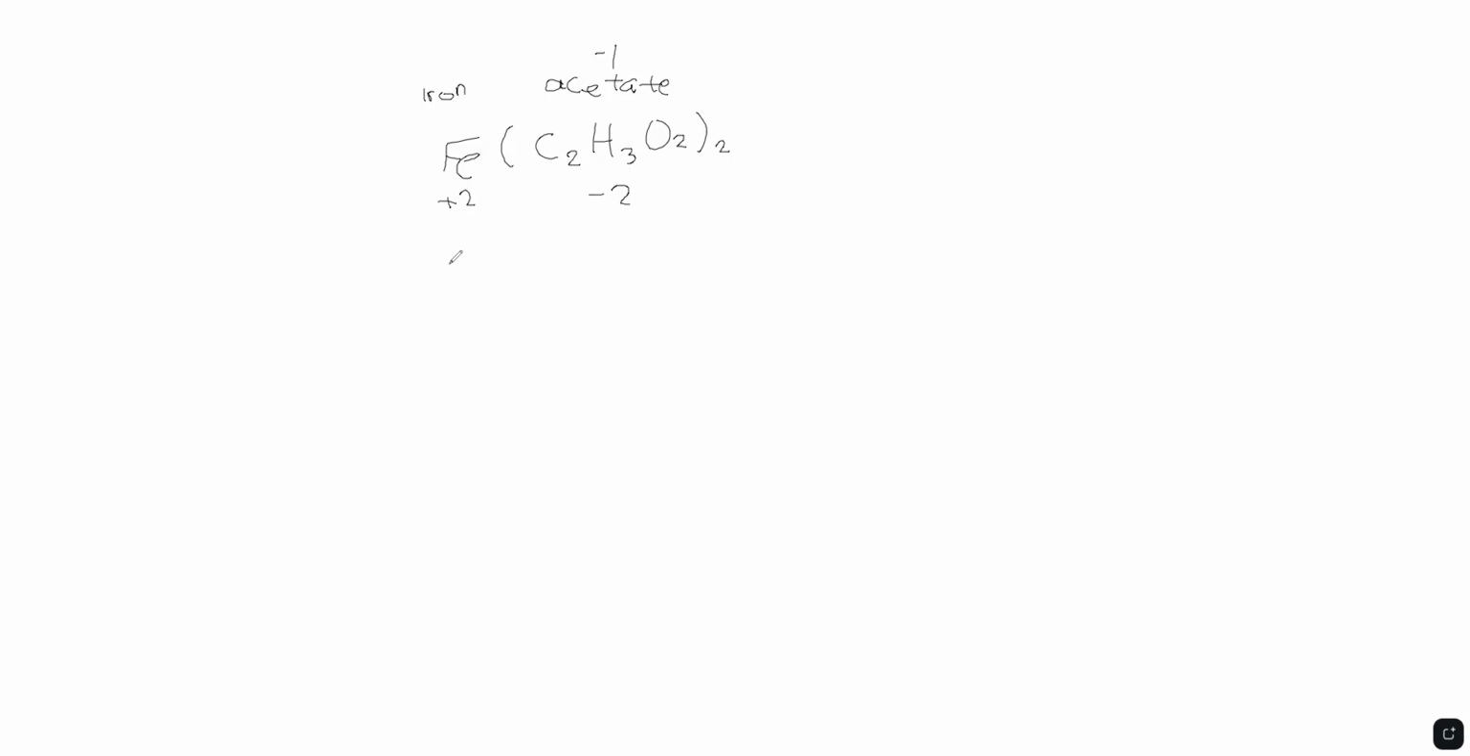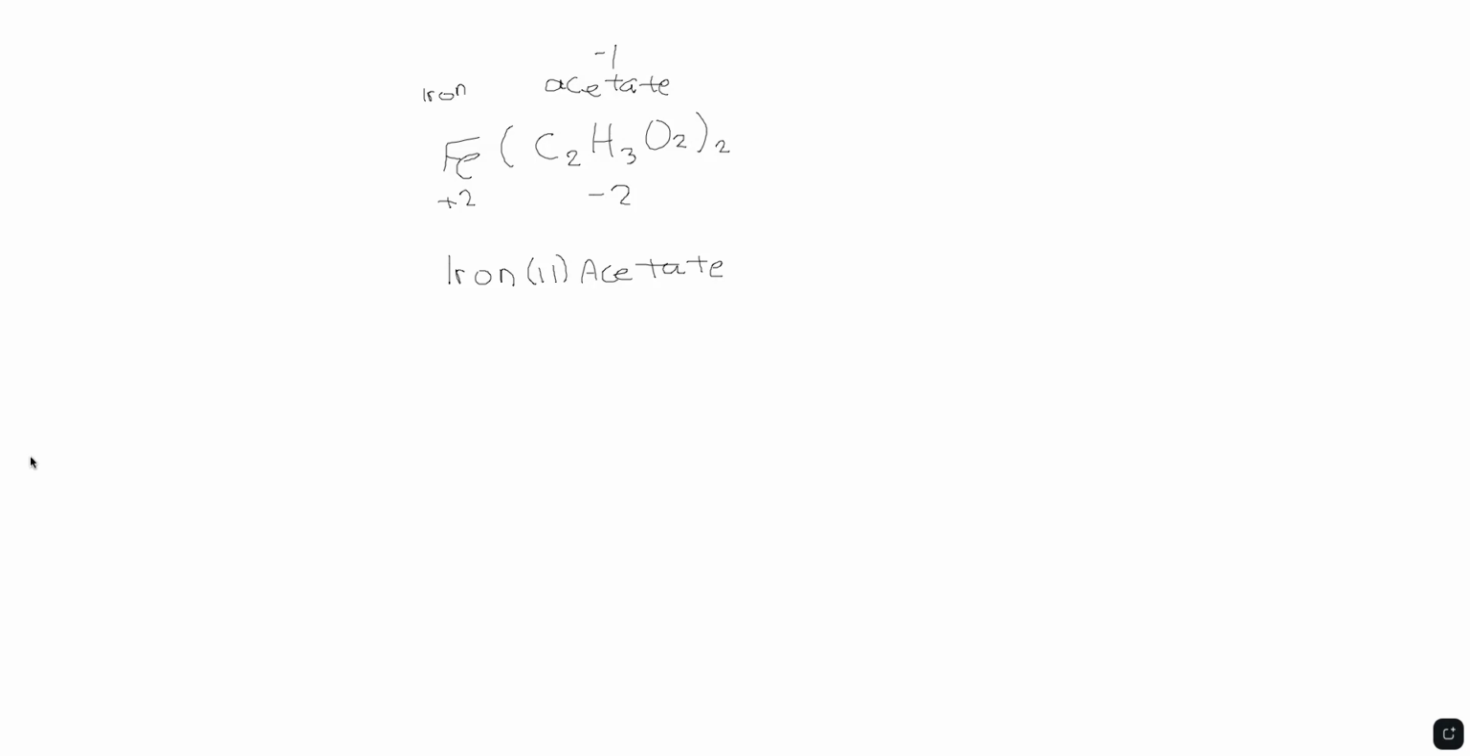So let's write the name. We know Fe is iron. We know that the iron is going to have a charge of +2 to make it neutral. And then we have acetate. So this formula corresponds to iron(II) acetate.